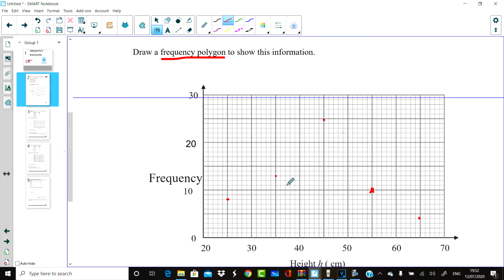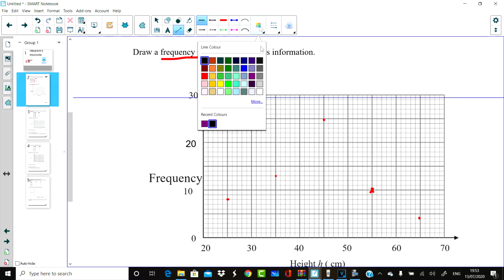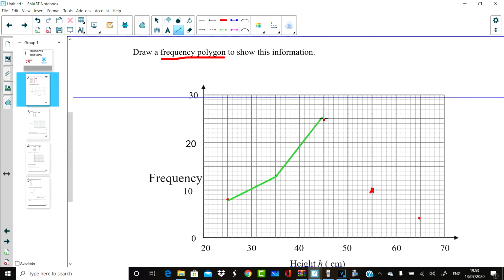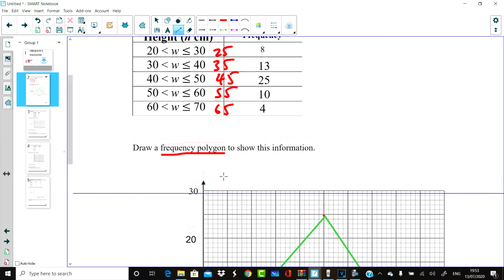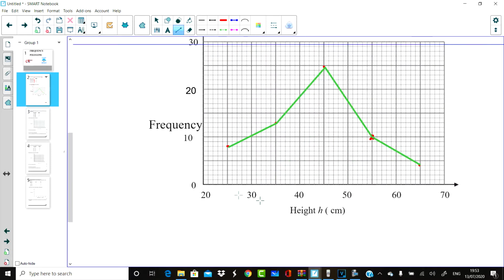Now, when it comes to drawing a frequency polygon, we don't join them up from the origin, and we don't draw them as a curve. We just connect them using a straight line. So I'll show you what that should look like. We just connect from the first point to the second point, and so on. So you should get something that looks a bit like this. And that's a frequency polygon. So that's all that's involved: using this table to draw a frequency polygon on this graph.